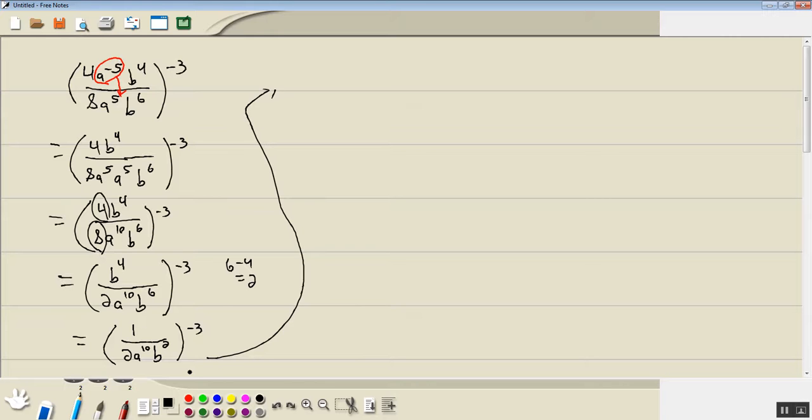Nothing to do inside the parentheses, so now we got a fraction to a negative power. We got a property that says you flip the fraction, take the reciprocal of it. So 2a to the 10th, b squared over 1. And then you change the sign of your exponent to 3, positive. So again, you flip your fraction, take reciprocal of it, and change the sign of your power. And that becomes 2a to the 10th, b squared to the third power.